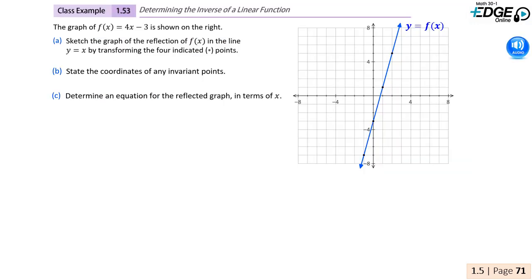Having worked with some examples of parabolas, or radical functions, let's now go back and find the inverse again of a linear function. Here we're given f of x equals 4x minus 3, a linear function with a slope of 4 passing through a y-intercept of negative 3. Take a moment to sketch the graph of its inverse, state the coordinates of the invariant points, and then determine the equation for the reflected graph, which is to say the inverse.